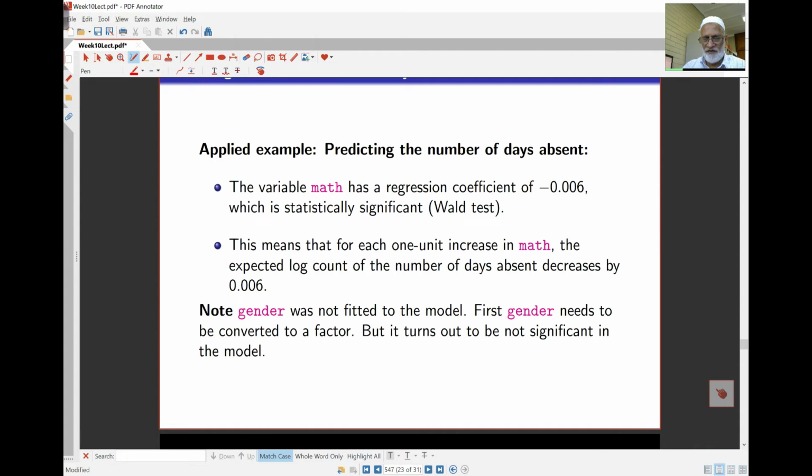All those coefficients are significant by the Wald test. Now, we didn't fit gender to the model, but gender, as we saw earlier, was declared as a string variable. To fit gender in the model requires it to be converted to a factor first, but in fact, if you try that, you'll find that it will be non-significant. That's something you can try in the lab.